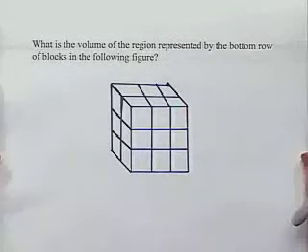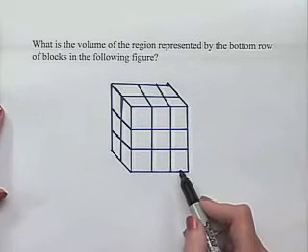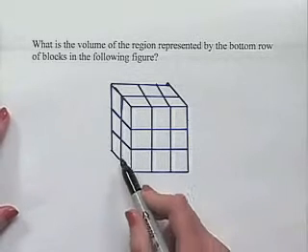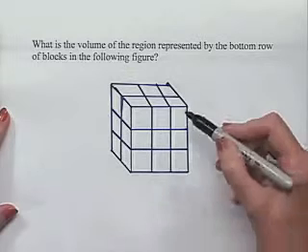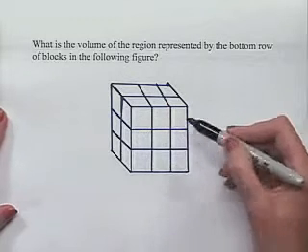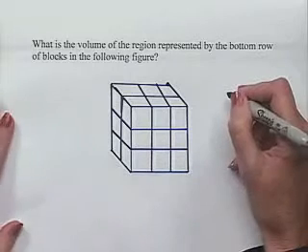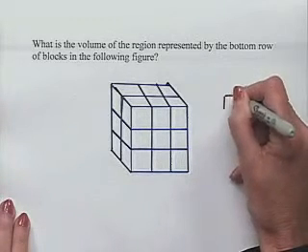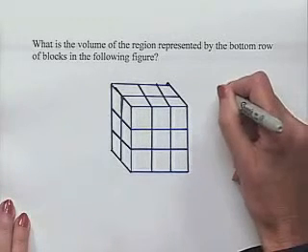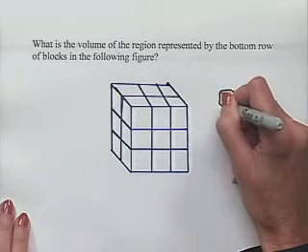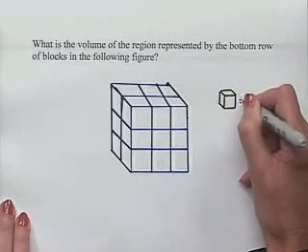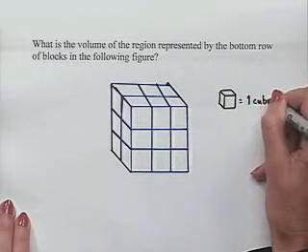Now let's look at a problem dealing with volume. What is the volume of the region represented by the bottom row of blocks in the following figure? Well, we have a three-dimensional object drawn. Notice that the bottom row of blocks is going to be the same as the top row of blocks. The top row is a little bit easier to see. Now, what we have to understand here is that we're going to have the following setup. Every time we have a little square like this, a little cube, that's going to equal 1 cubic unit.